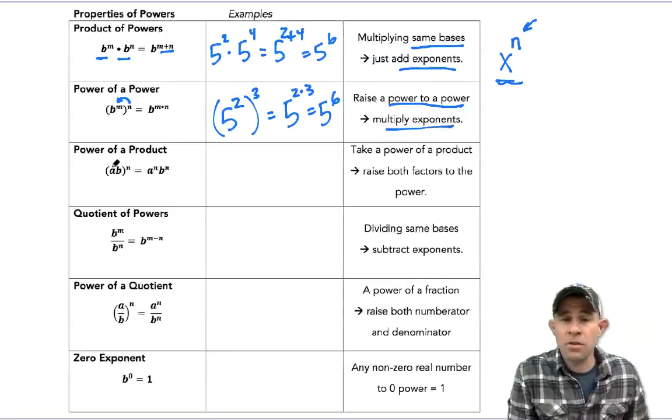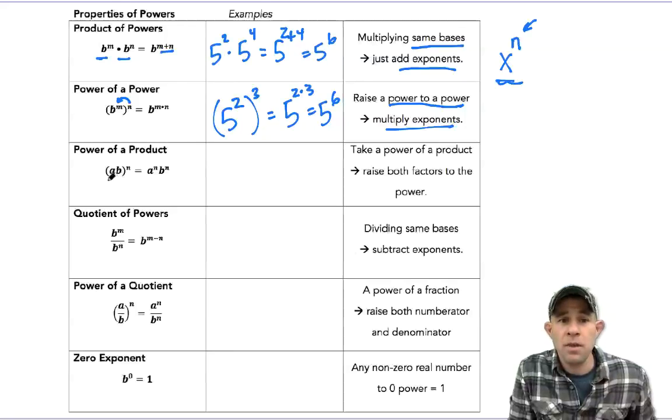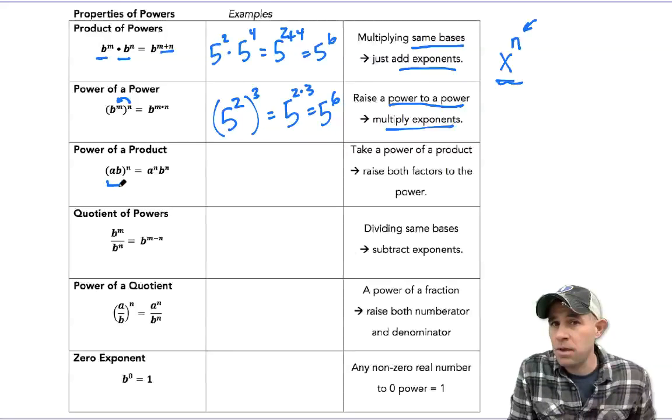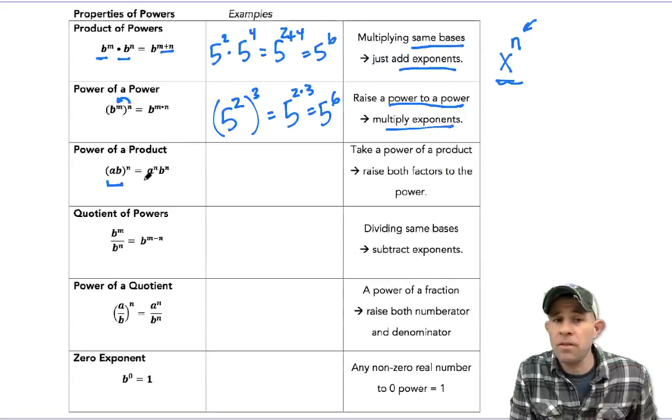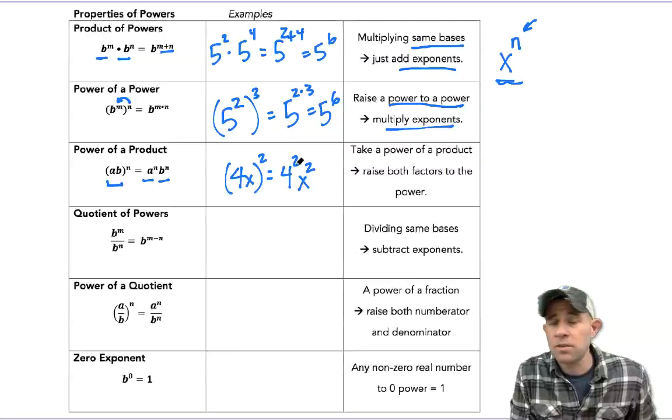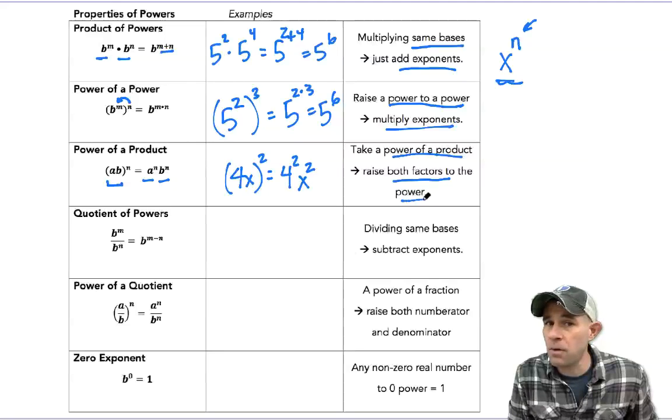All right, our next rule is called the power of a product. Notice we have two different bases, a and b, both being raised to the nth power. Now, when this is the case, we need to make sure both bases, a and b, get raised to the nth power. So, for example, if I had 4x to the 2nd power, then that's going to be both 4 squared times x squared, which would result in 16x squared. So when we're taking the power of a product, make sure we raise both factors to that power.